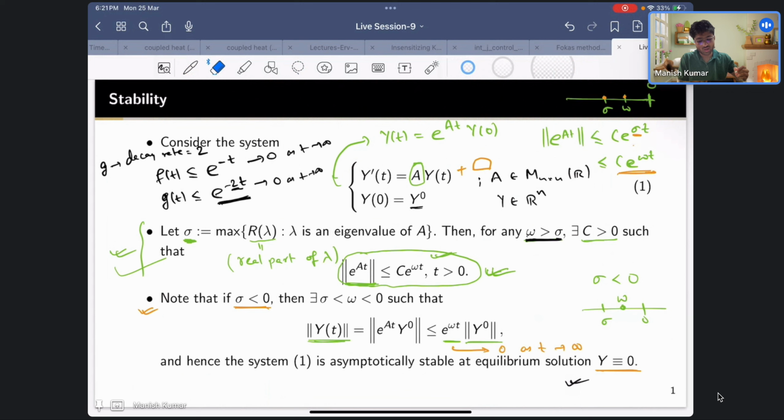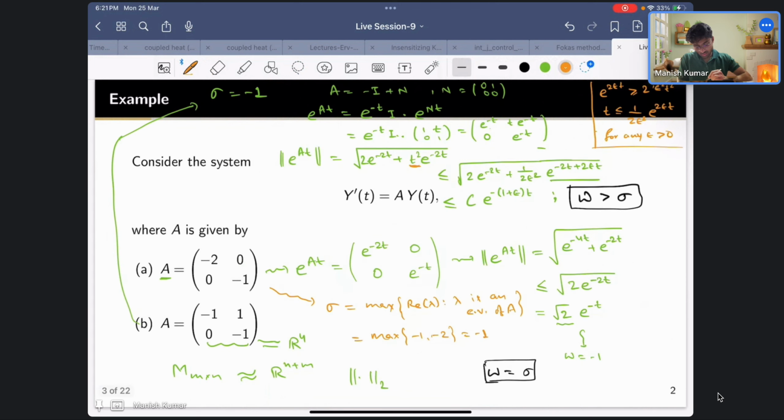But when you have a diagonal scenario, like this, then in this estimate you can see that the maximum of the eigenvalues is -1, and here you are getting the norm in the powers of -1. So that's just a remark.